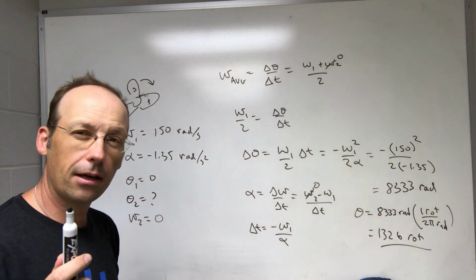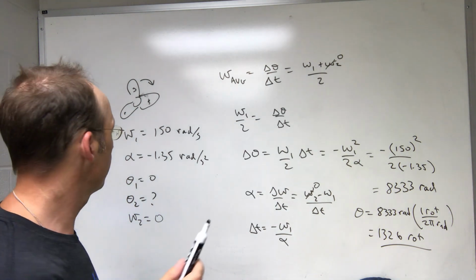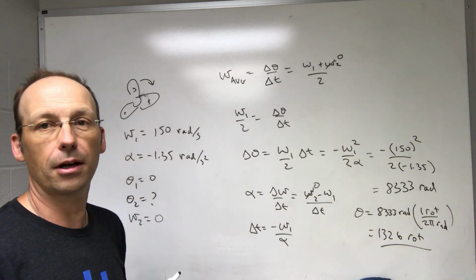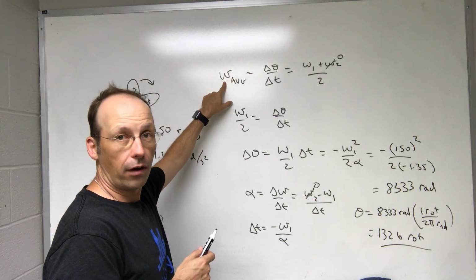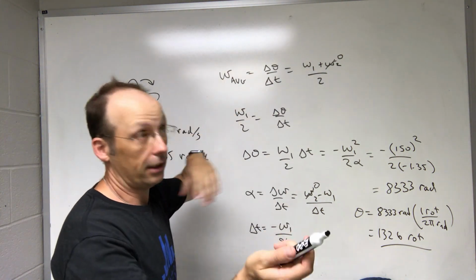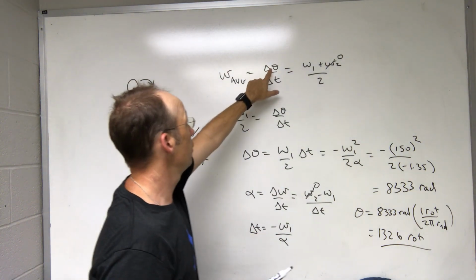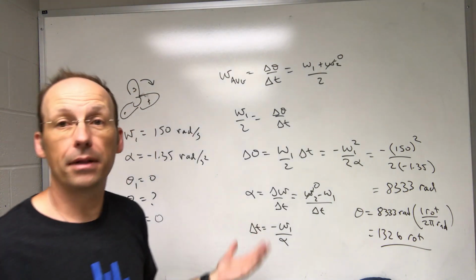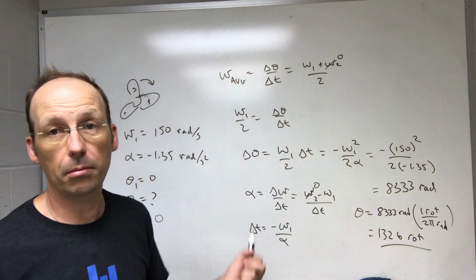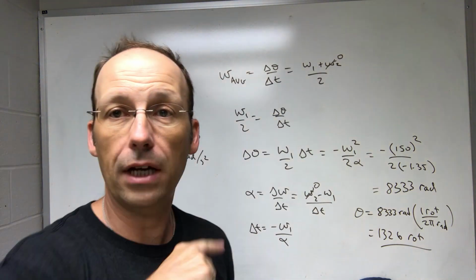Now, if you think about this problem, it's just like one-dimensional kinematics. Instead of angular velocity, you have velocity. Instead of change in theta, you have change in x. Instead of alpha, you have acceleration. But then the equations are all the same. So it should be a little familiar to you. But there you go. Rotational kinematics.